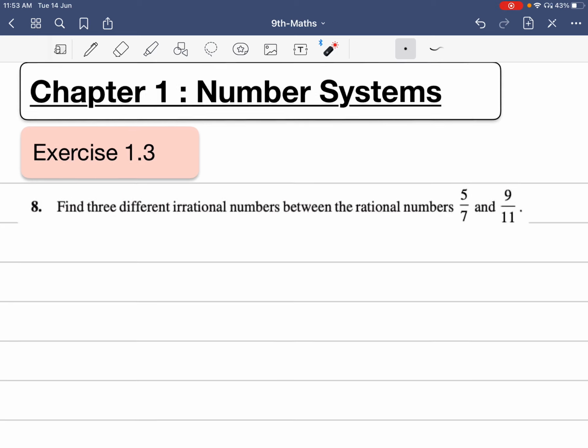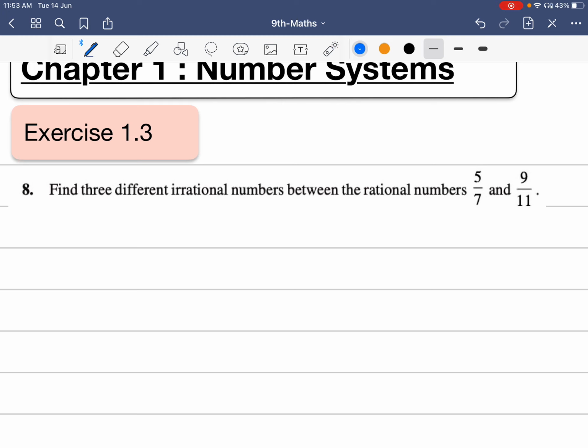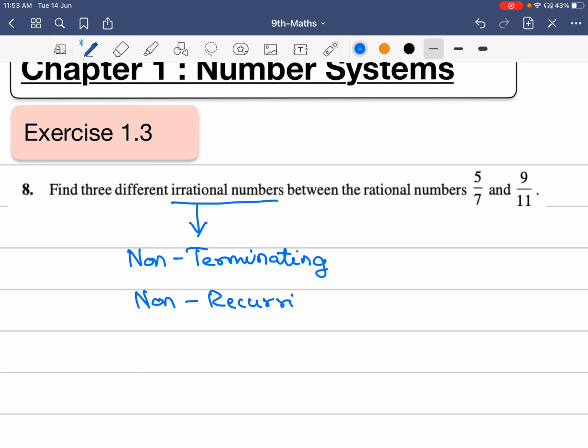Okay, so as we know, irrational numbers' decimal expansion is non-terminating. Let me note it down. It's non-terminating and it's non-recurring. So we have to find three such irrational numbers which are non-terminating and non-recurring.